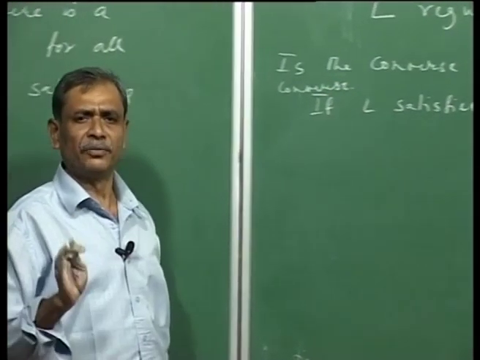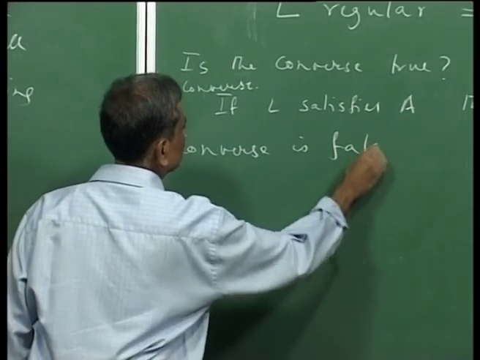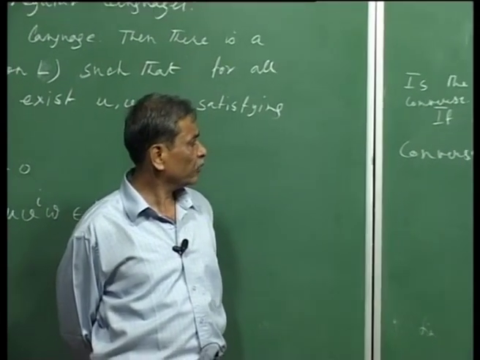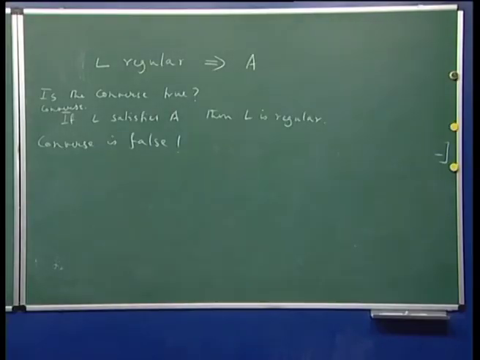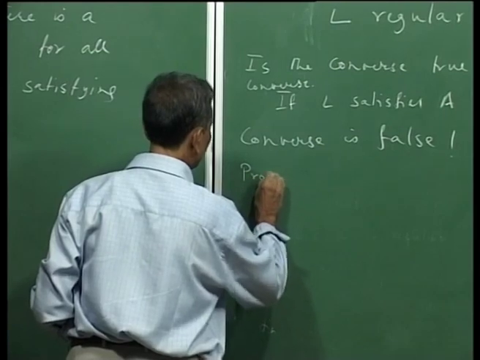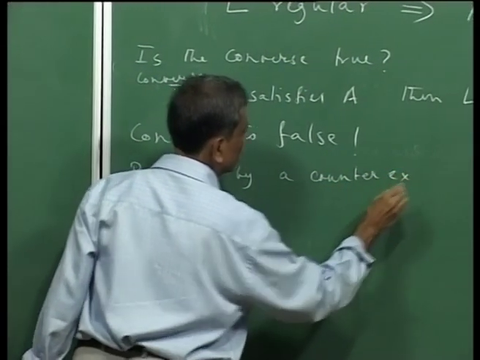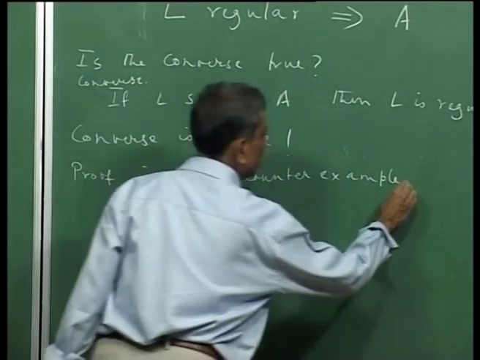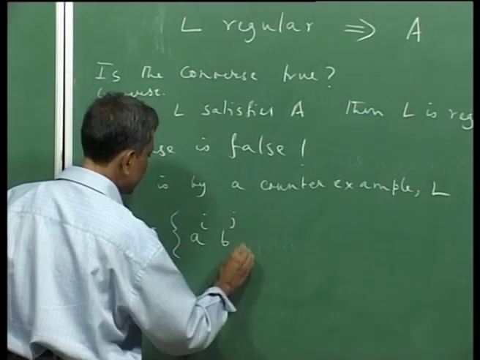Actually, it is not very difficult to see the converse is false. And how do I show that the converse is false? I give a counterexample in which a language satisfies these conditions A, and yet the language is not regular. So, the proof is by counterexample. And that counterexample language L is defined to be a^i b^j c^k.